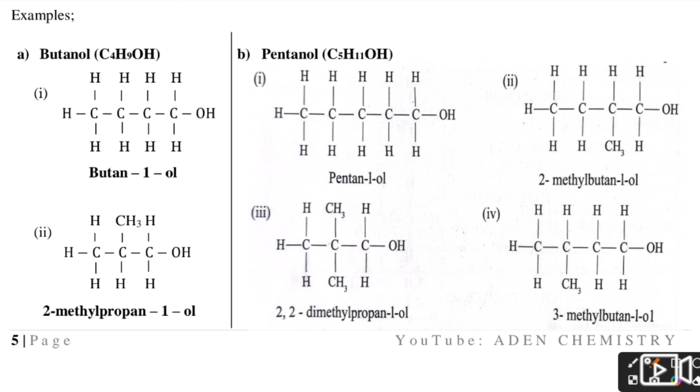Then we go to pentanol. Its molecular formula is C5H11OH when we show the functional group. If we don't show the functional group, it will be C5H12O. So we start with the first one. So it is pentan-1-ol. Here we are making the functional group in carbon number 1.